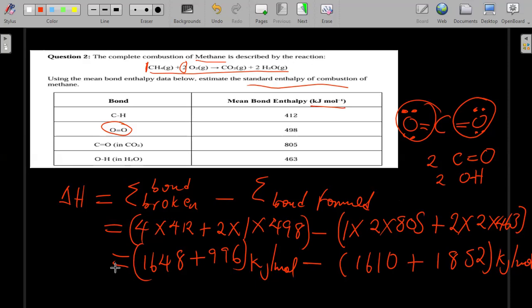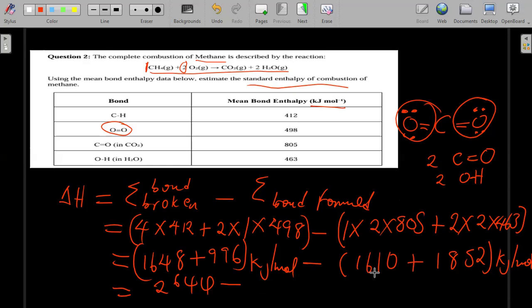Then we can add. When we add our 1648 plus 996 there, we are going to get 2644. That's the summation of 1648 and 996. Then we go to the products and summate them as well. So we have 1610 minus 1852 there, so we are adding here.